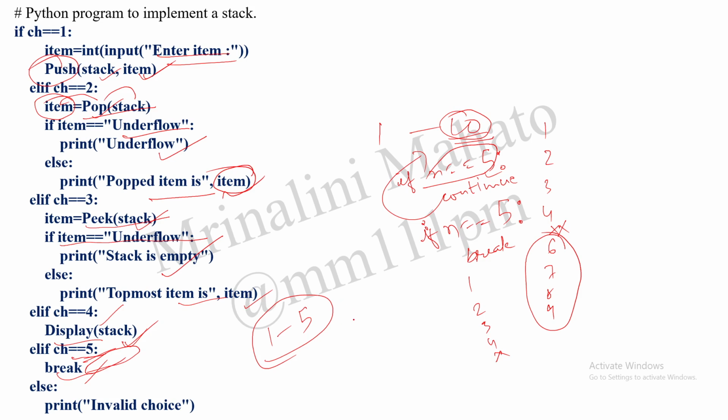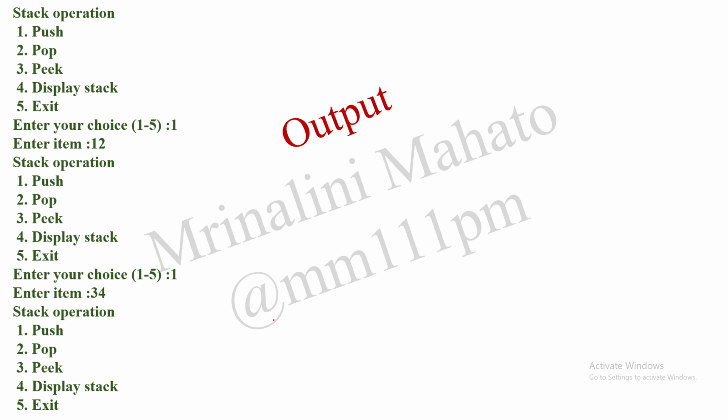But suppose the user writes 8. The user can give any choice. So after 5, if you put any number, it will give the output: invalid choice. So like this you can write the program, and this is how the output of this program will display.